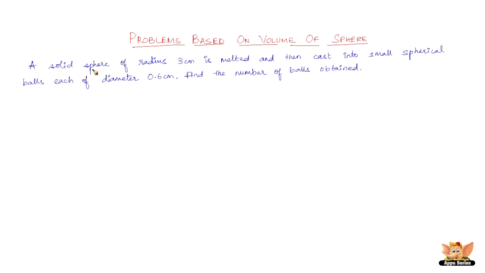That means the volume of the solid sphere of radius 3 centimeters is equal to however many balls we can make of diameter 0.6 centimeters. So the key here is to equate the volume of this solid sphere to a number of balls. Let us take it that x number of balls can be made from it. So the volume of the solid sphere should be equated to x number of spherical balls of diameter 0.6 centimeters, in which we just have to find x. So this is the key. Now let us start solving the problem.